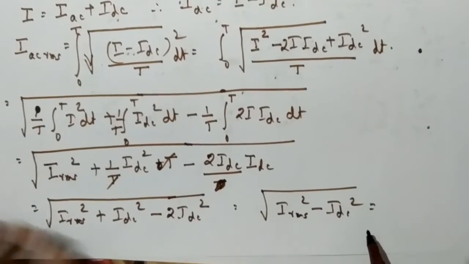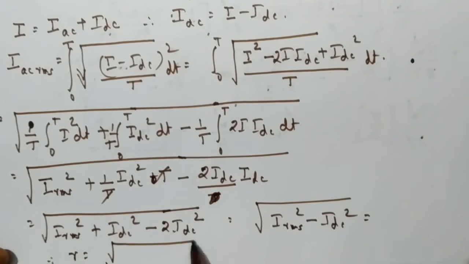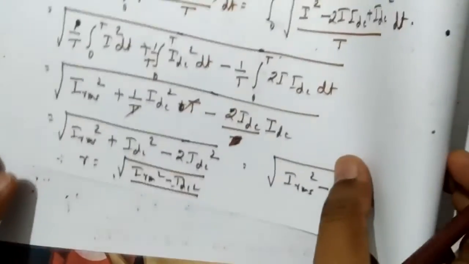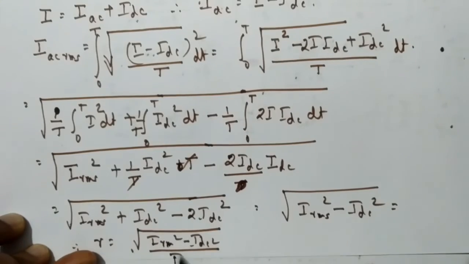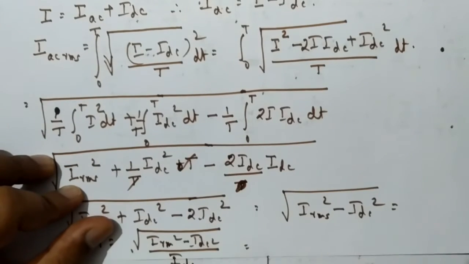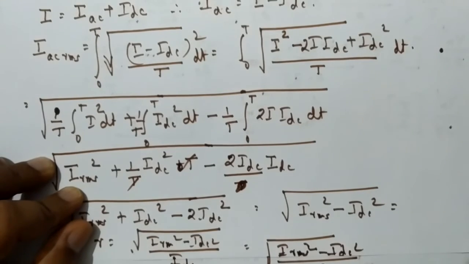Therefore, what is the ripple factor? Ripple factor is equal to the ratio of the RMS value, that is square root of I RMS square minus I DC square, divided by the average value. What is the average value? Average value will be I DC. Now you can rewrite this as square root of I RMS square minus I DC square divided by I DC square, because I have taken the under root here.